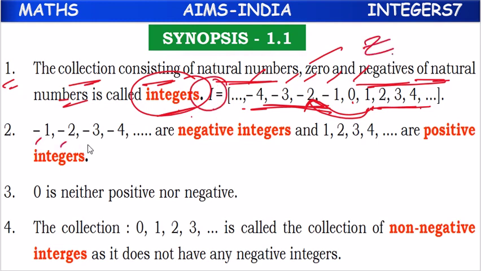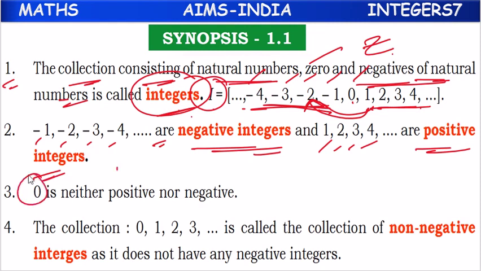So -1, -2, -3, -4 are called negative integers. 1, 2, 3, 4 are called positive integers. Here 0 is neither positive nor negative.